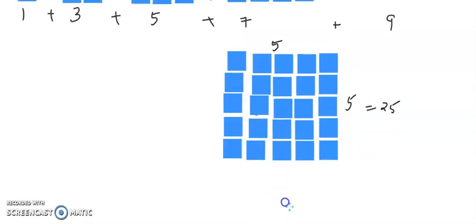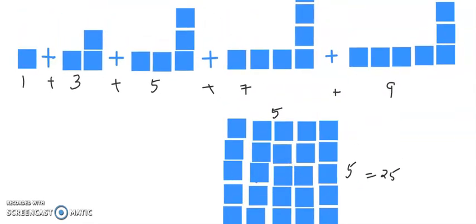5 squares here, right? And how many squares here? 1, 2, 3, 4, 5. 5 fives are 25. So let's count how many squares I have in total. 1, 2, 3, up to 20, and then 25. So how many odd numbers am I adding here? 5 odd numbers. Which are they? 1, 3, 5, 7, 9. So I have 5 odd numbers. When I add them without doing the addition, I can directly say the answer is 5 square, that is 25.